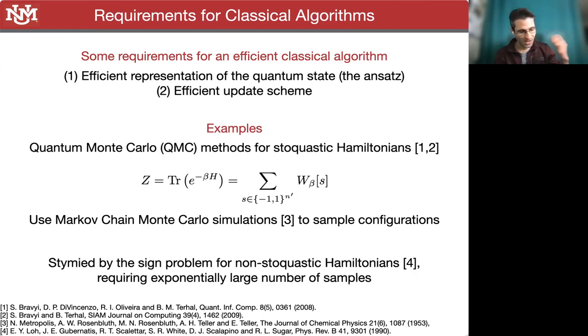Now, this doesn't mean that you can't use quantum Monte Carlo methods with sign problematic problems. You can, but there's a cost. It turns out that what quite often happens is that you end up requiring an exponentially large number of samples to get good estimates of your expectation values, and so this becomes inefficient.